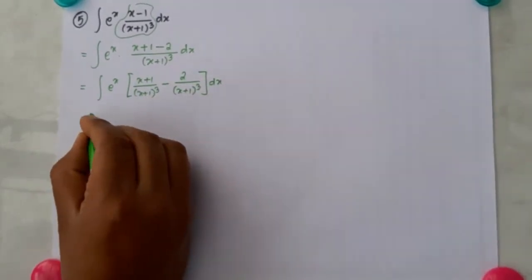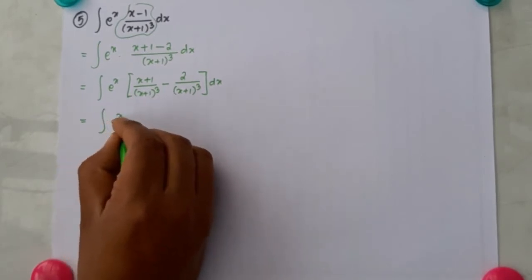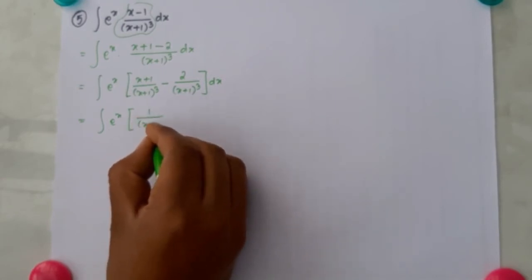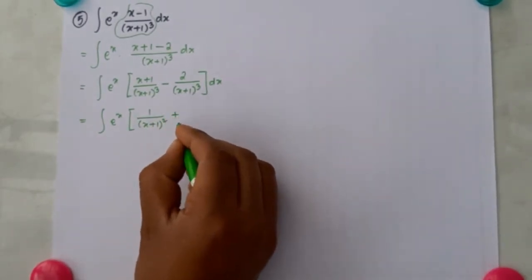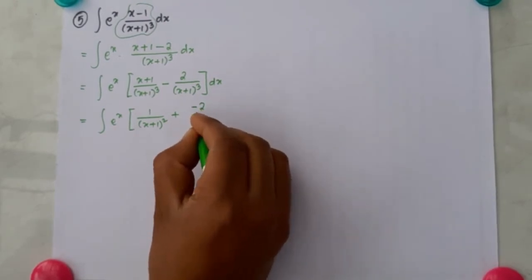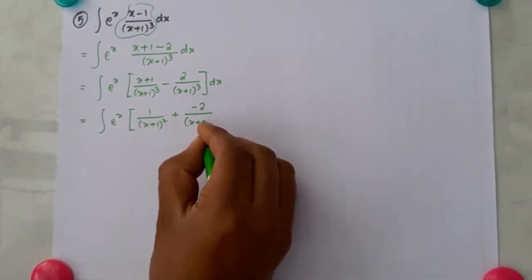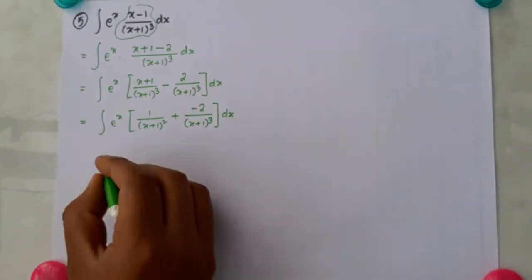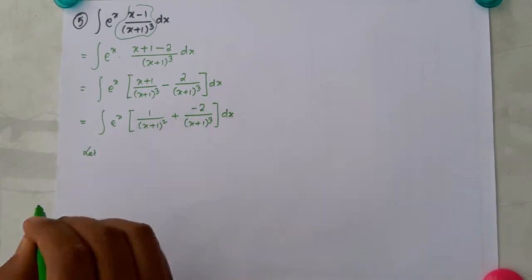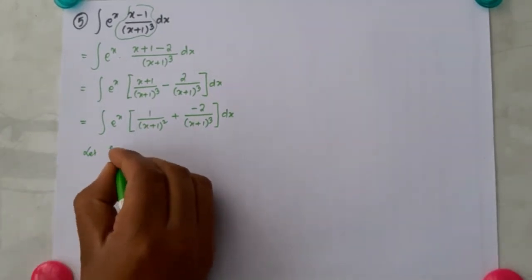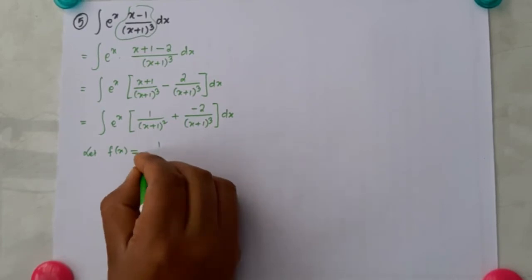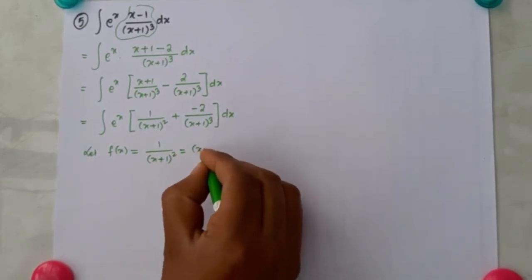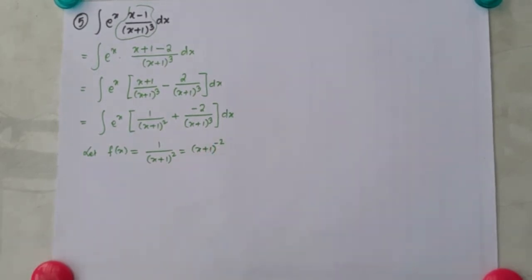So here we see that this is e to the power x, and this is 1 by x plus 1 whole square, plus, now this can be written as minus 2 by x plus 1 whole cube dx. Now what I'm going to do is consider this to be f x. Why, you will understand. See here, so we have f x equals 1 by x plus 1 whole square, which in turn can be written as x plus 1 to the power minus 2, right?